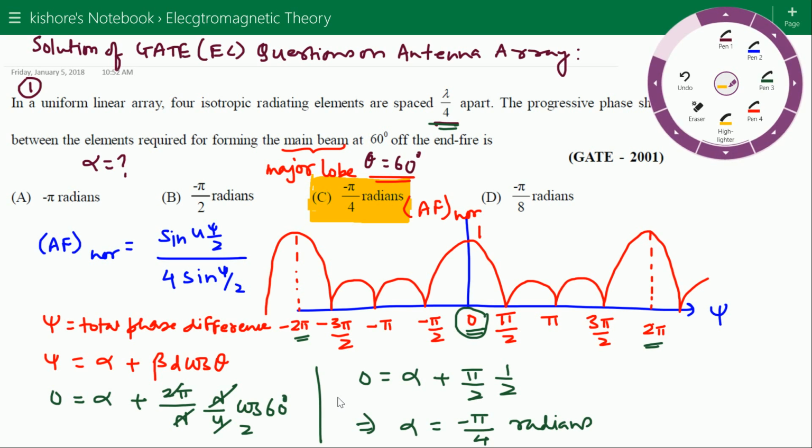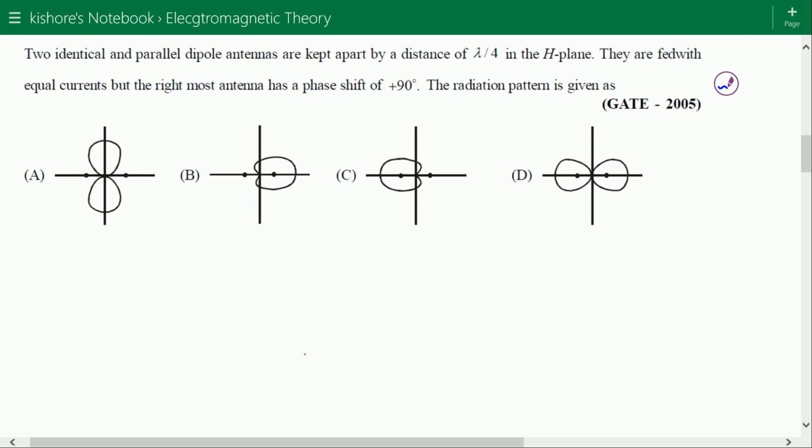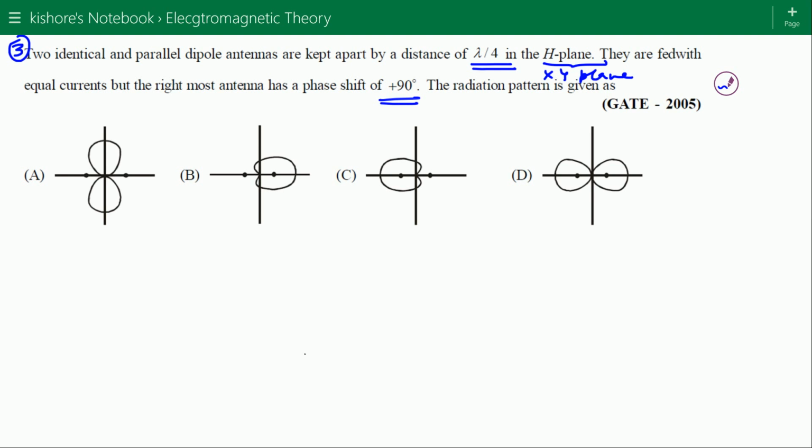Now let's see the next question. Two identical and parallel dipole antennas are kept apart by distance lambda by 4 in H plane. H plane means horizontal plane or XY plane also. They are fed with equal current, but rightmost antenna has phase shift of plus 90 degree. The radiation pattern is given by, and these are the four options.